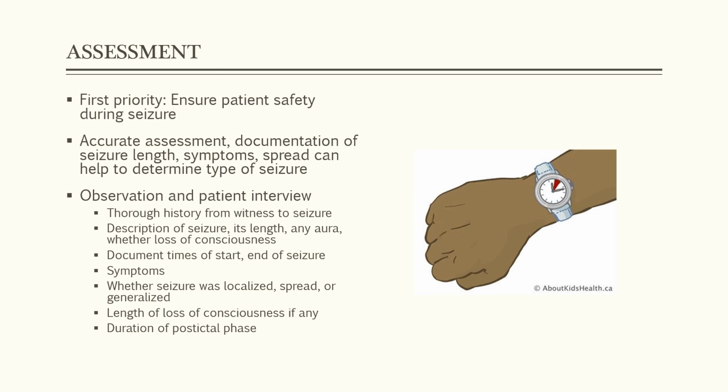Observation and patient interview. After the patient's first seizure, obtain a thorough history from the patient or from the parent, the primary caretaker, or witnesses to the event. Take a description of the seizure and its length, in addition to whether an aura was present or whether the patient lost consciousness. If the nurse observes seizure activity, document the time the seizure started and finished, the symptoms involved, whether it was localized or spread or was generalized, whether the patient lost consciousness and for how long, and the duration of the post-ictal phase. If the patient loses consciousness after the seizure, the nurse can ask whether there was an aura and what the patient remembers about the event.